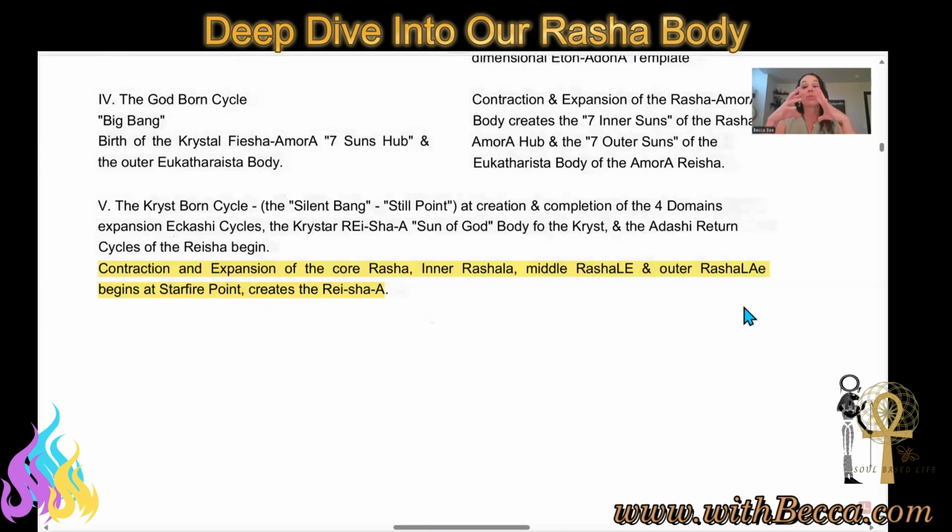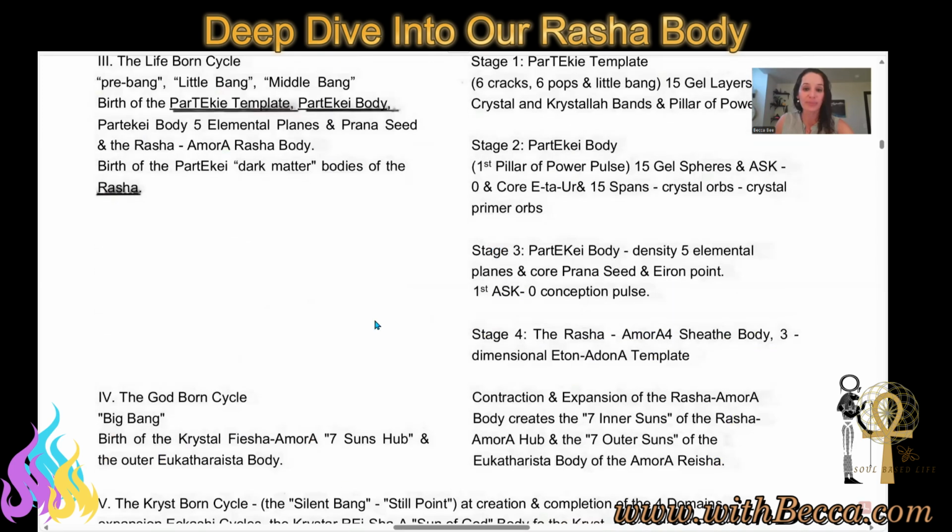Okay, so our Rasha body actually has multiple parts to it, and they're like layers, like your cell inside your body has multiple layers. They all together start to manifest and create this energy of the Rasha. So let's kind of play a little bit more with some of this.